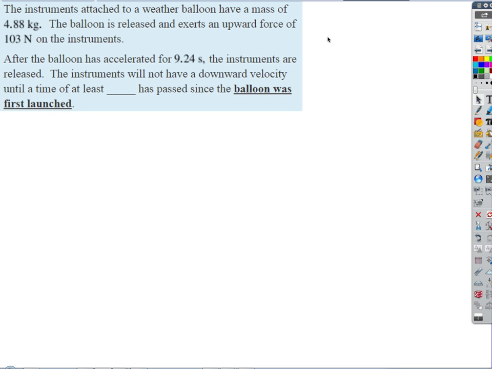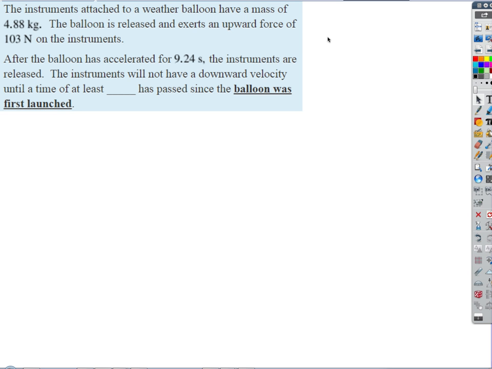So what's going on? The instruments attached to a weather balloon have a mass of 4.88 kilograms. The balloon is released and it exerts an upward force on the instruments of 103 newtons. So what's going to happen then? What's going to happen to the instruments, presumably? Yeah, they're going to accelerate upward, aren't they? Okay, after the balloon has accelerated for 9.24 seconds, the instruments are released. So imagine that we just cut the string or something somehow, right?